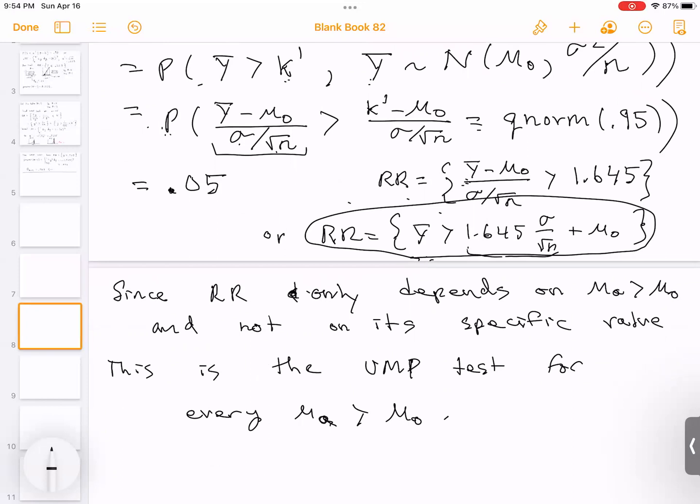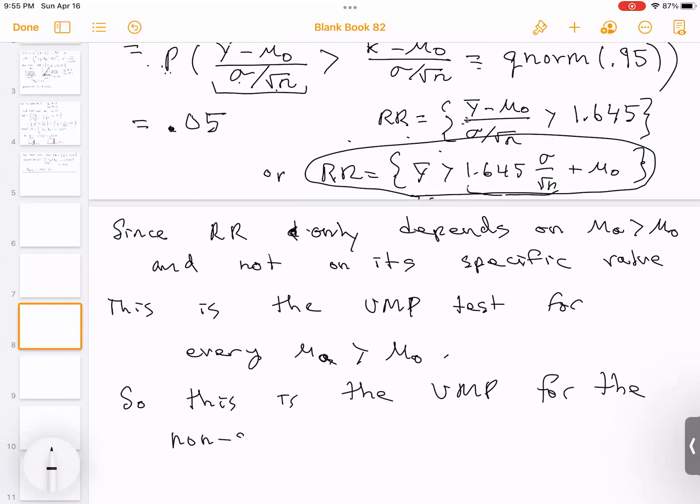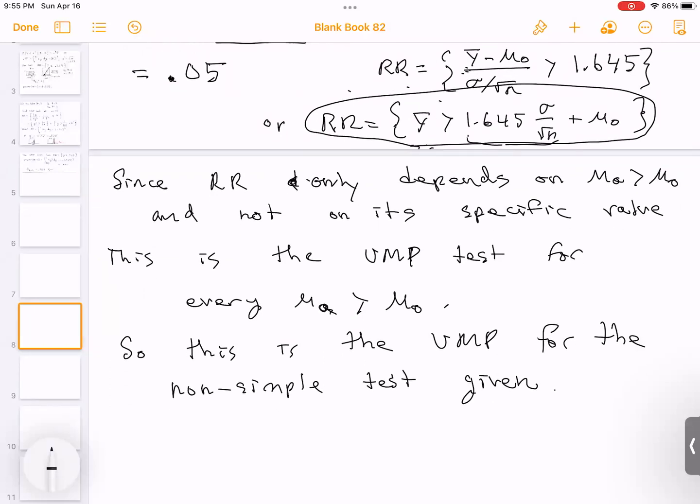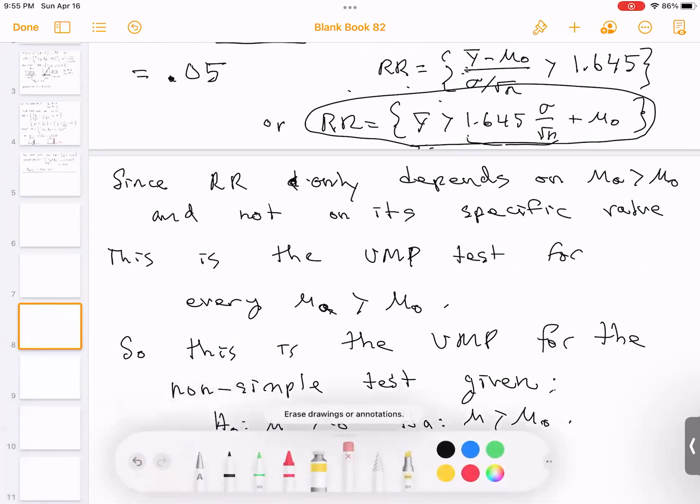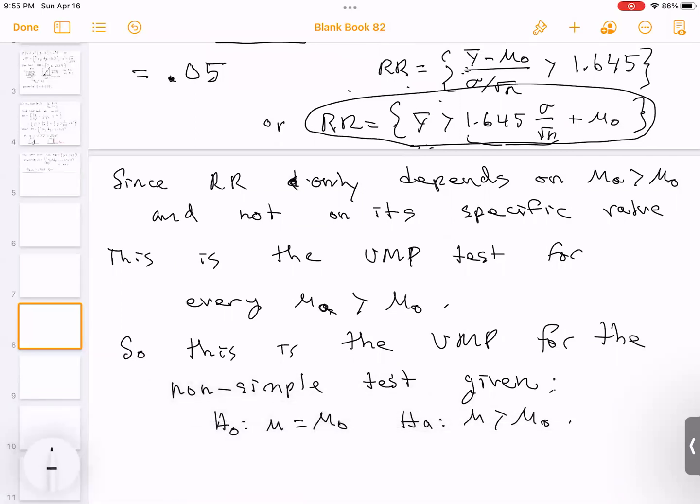So no matter what, we can use it for the non-simple test given. And it doesn't matter what mu a is. The mu a was arbitrary. It could be any mu a. So we can just use this test for this case.